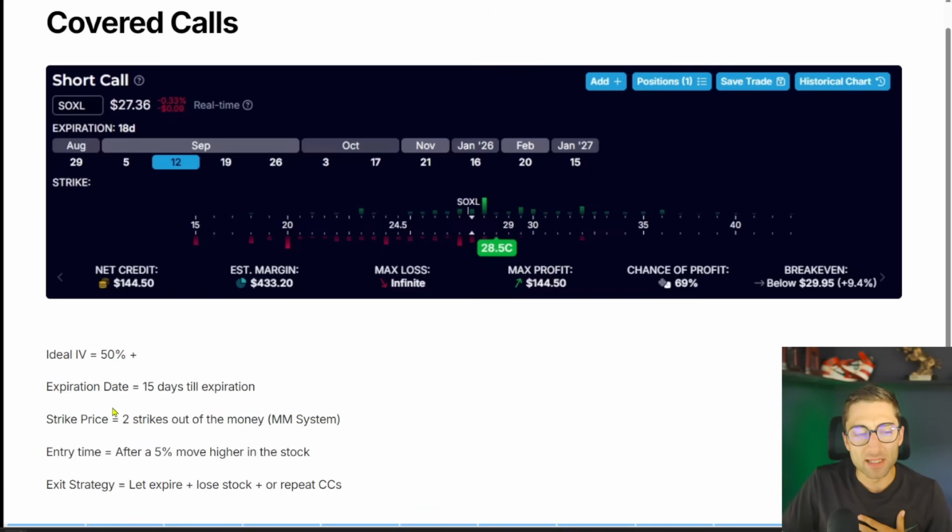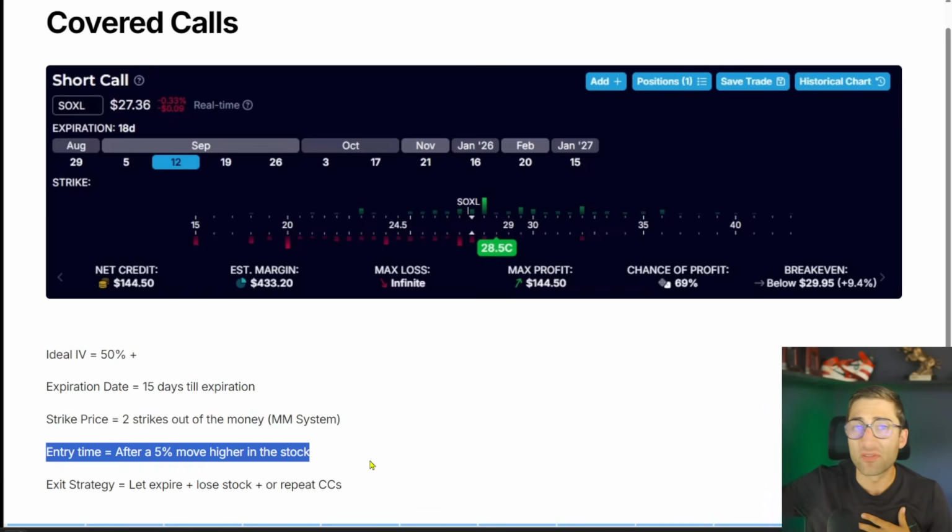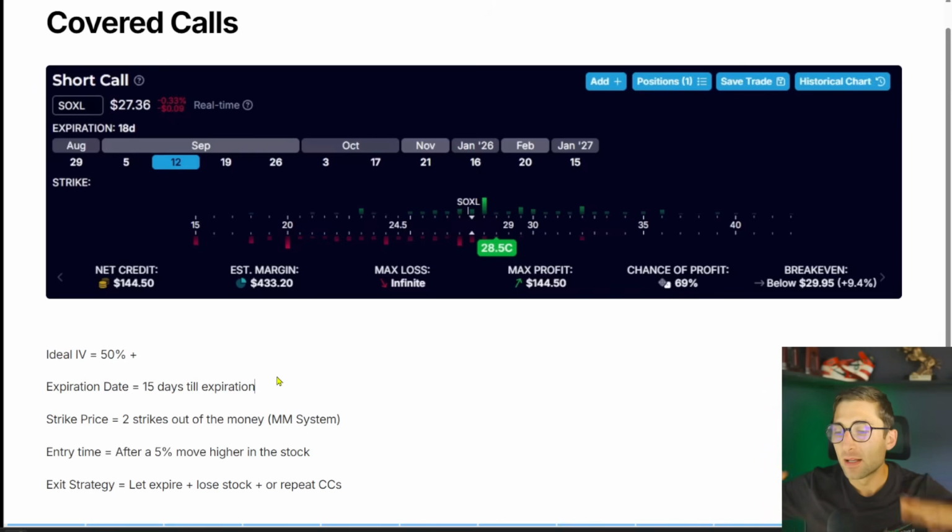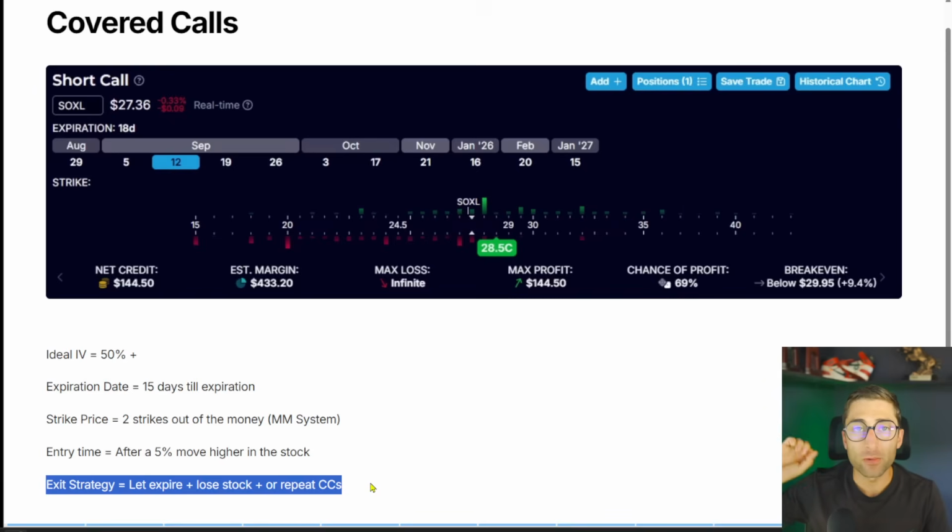The beautiful thing I like to do is I like to wait for the stock to already push up 5% or even 10%. So this gives me more in the bank. So if I was to exit in 2 weeks, I'm not getting 9, I'm getting 9 plus 5, which is 15%, or even 20 if I wait for more of a move. So I like to have a short-term expiration date. I like to have a strike price close to the price of the stock, and I like to get out around that 20% mark. So the exit strategy, we let this expire, we lose the stock, or if we are out of the money, we'll just do more covered calls again. So we just keep writing covered calls basically.